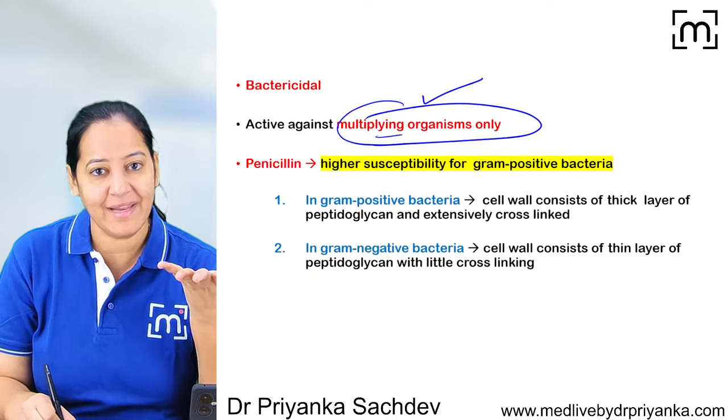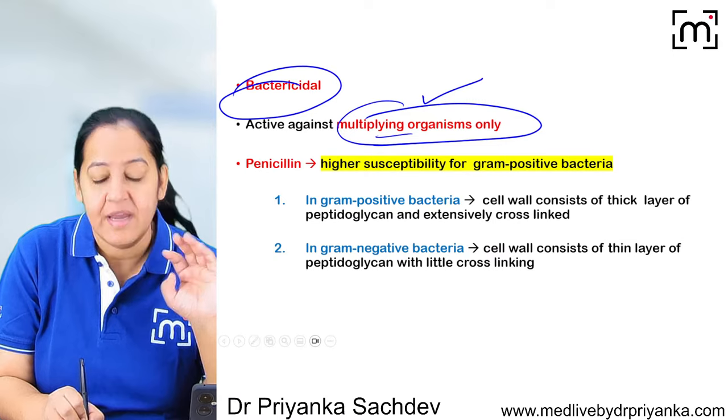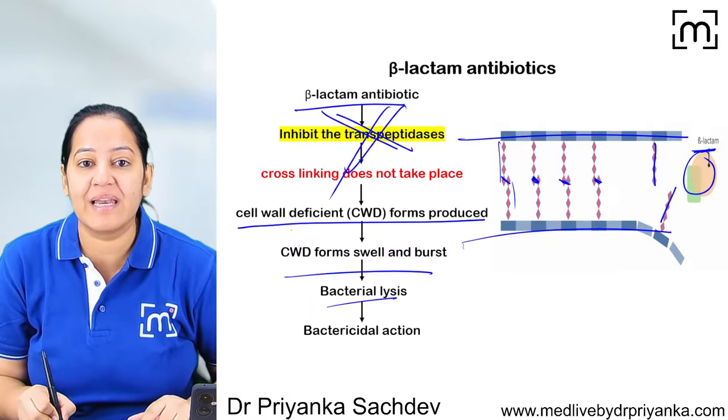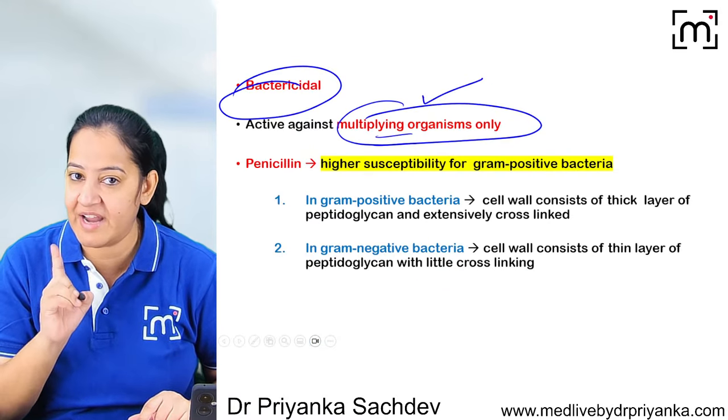If the bacteria is multiplying, the bacteria will die. It is bactericidal. It is not bacteriostatic. It will kill the bacteria. No cell wall, the bacteria will burst. The bacteria will show lysis. Bacteria will burst. It's bactericidal. Got my point? Anyone have any confusion?